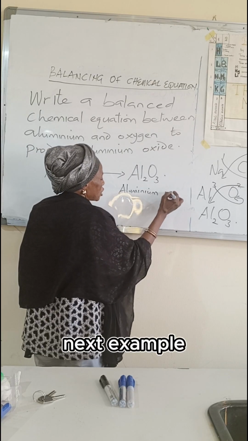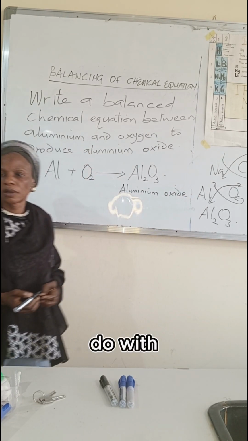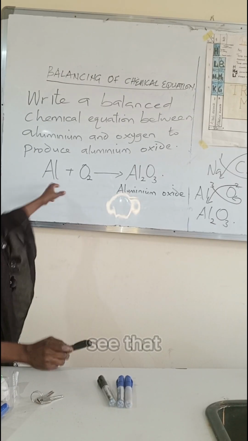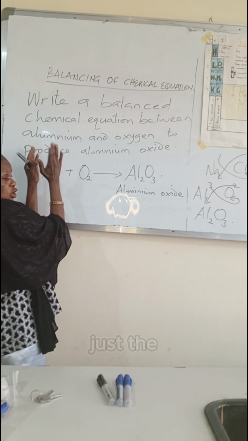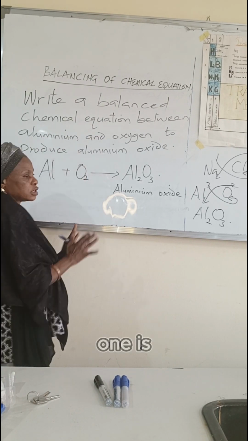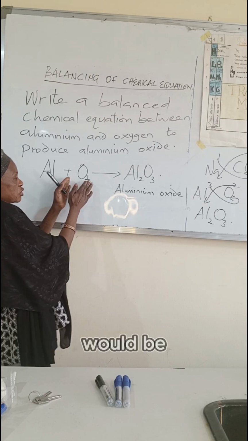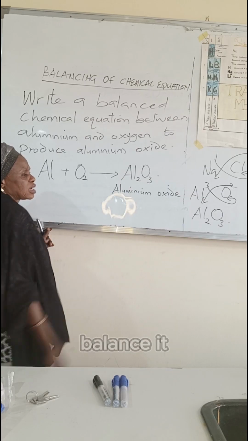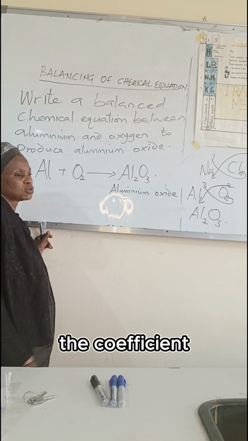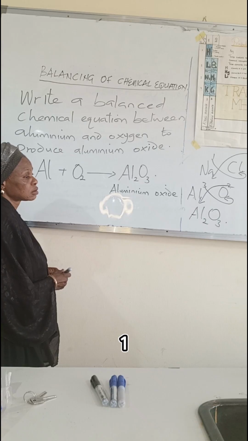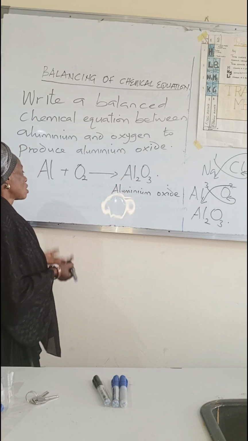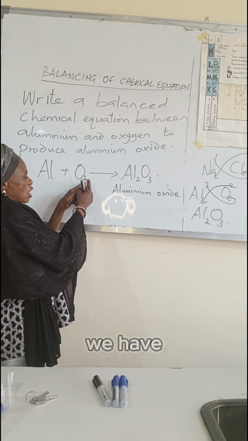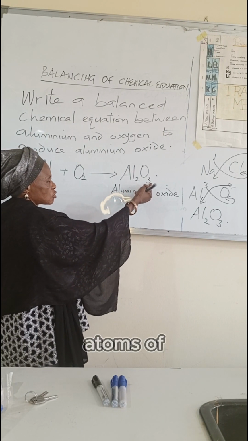So we need to now balance it before we move to the next example. You can see that the atom here is just the symbol of aluminium. Then this one is the way I said those ones at that side will be written. It's 2 atoms of oxygen. Then we have Al2O3. Now you need to balance it. So you have to think of the coefficients you will use. I told you coefficients start from 1, 2, 3 to infinity. How many atoms do we have here? Of course, it's 1. How many atoms we have here? We have 2. Then we have 2 here. We have 3 atoms of oxygen.